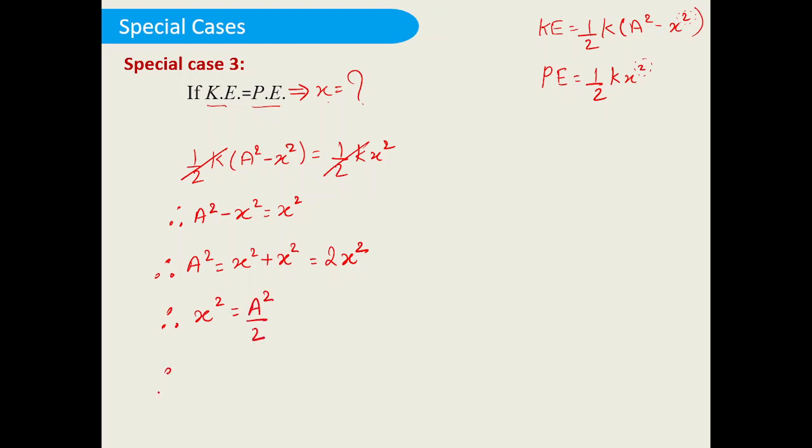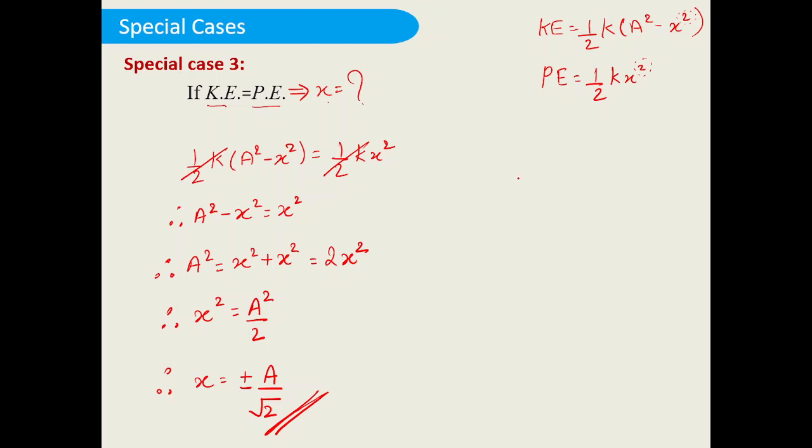So therefore what is the value of x? X is equal to plus or minus square root of a square divided by 2, it will be a divided by root 2. So x is equal to plus or minus a divided by root 2. So it is not x is equal to a by 2, but it is x equal to plus or minus a divided by root 2.